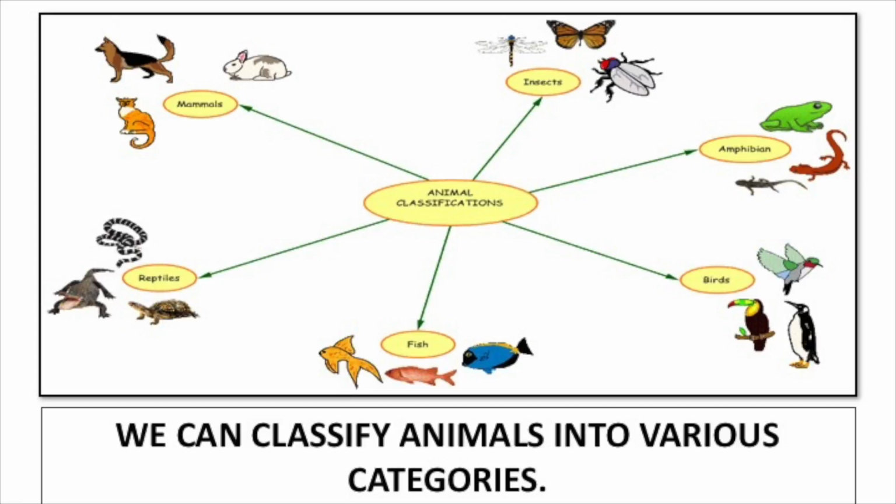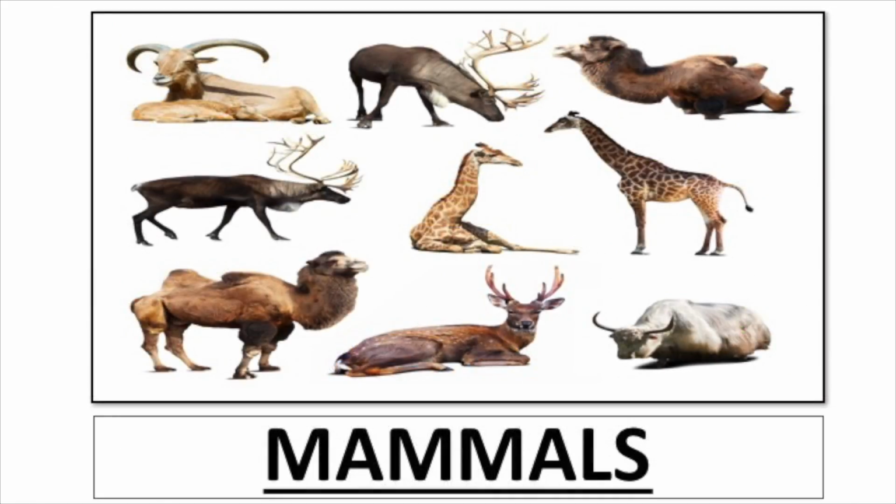We have mammals, reptiles, fish, birds, amphibians, and insects. And what we're going to do today is we're going to take a look at the first 3. So the first group, guys, mammals.